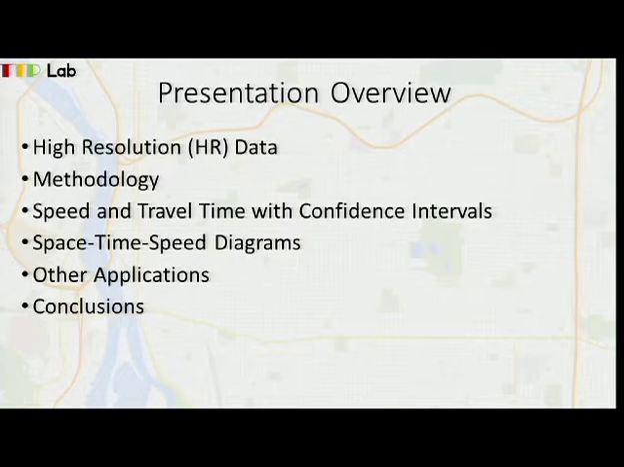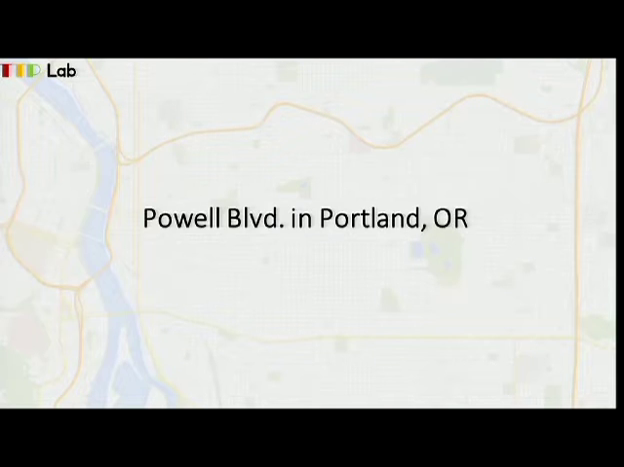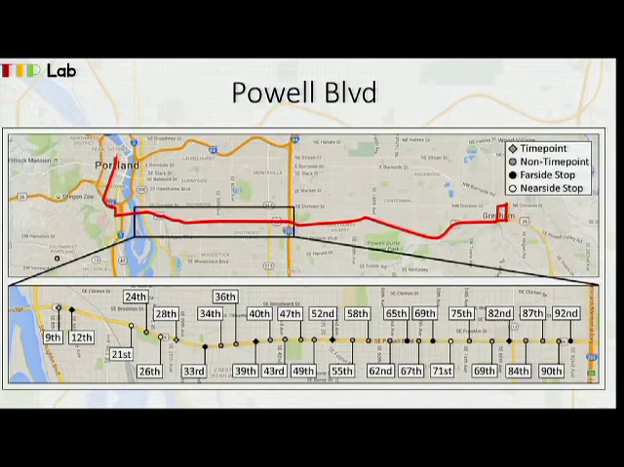So, I'll start with explaining what high-resolution data is to those of you who are not familiar, where it comes from, how it's collected, go into the methodology for how we did this particular study for the reliability indexes and confidence intervals, do speed and travel time diagrams with those confidence intervals, show you what we can learn from them, space-time and speed diagrams, and then a few other applications that are possible that can give insights into a route that you're looking at. So to begin, this is Powell Blvd.